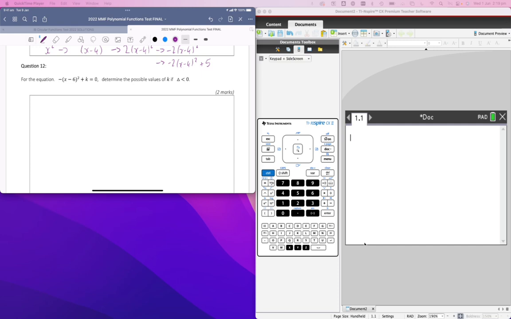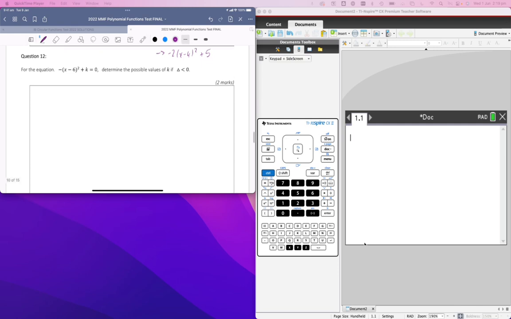So let's have a look at question 12. There are two ways of doing it. I'm going to show you the easy way of doing it that requires more thinking though, and then I'll show you the way which almost everyone would have done it. Here's the tricky way.